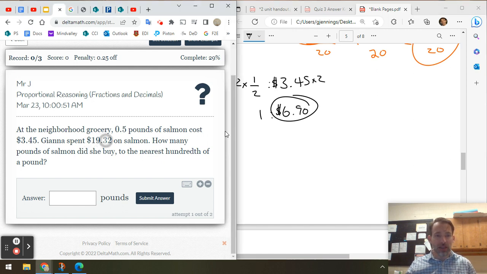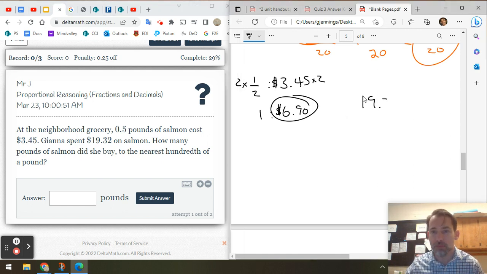Now we know that she spent this type of money on salmon. Clearly, she bought almost 3 pounds of salmon, nearly 3 pounds. So we start with a guess and then figure it out exactly. This is how you would do it: 19.32 divided by 6.90, or 6.9, same thing. And that will give you the number of pounds.